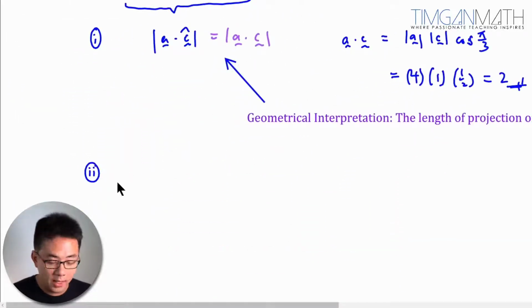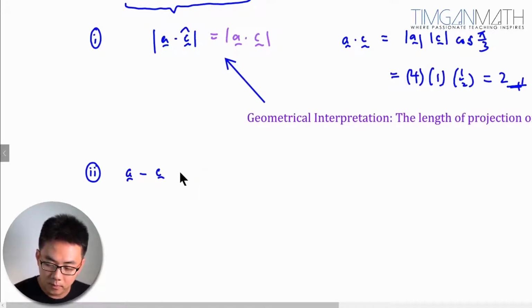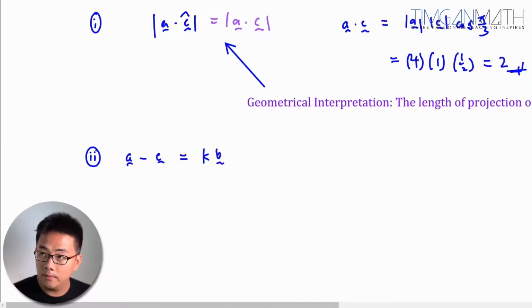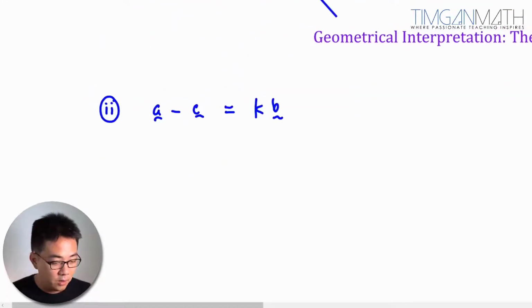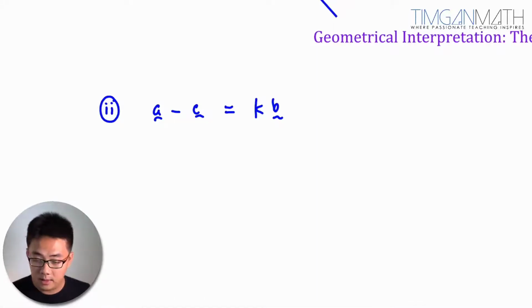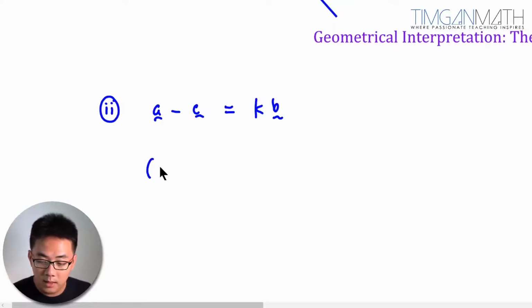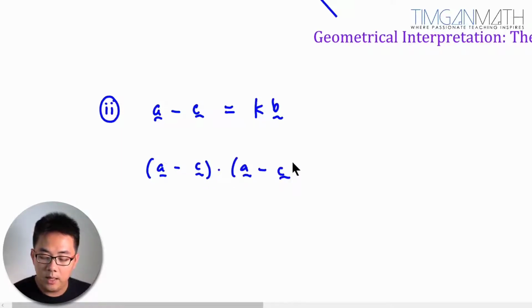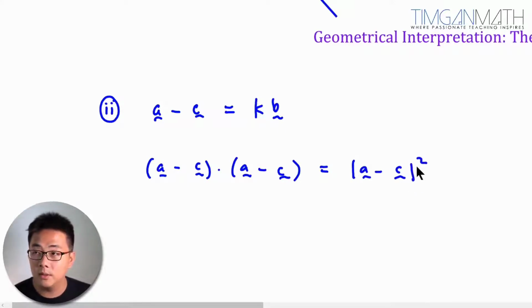Now, you are given that A minus C equals KB. By considering A minus C dot A minus C, as we learned in class, this would be mod A minus C squared. Just by considering this first, A minus C is actually your KB. So if you substitute your KB inside, you can solve this.